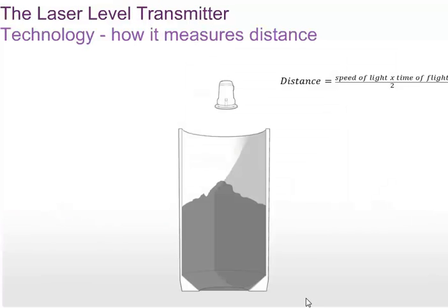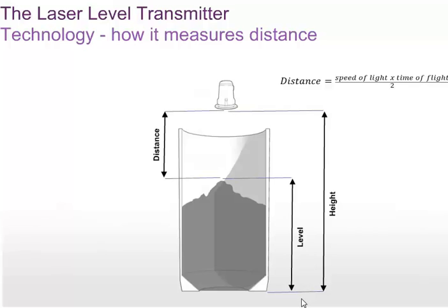The laser level transmitter is mounted at the top of the vessel, pointing downwards. In order to measure the level of material, the laser level transmitter sends a short flash of light down into the vessel. This light hits the surface, and some of it reflects back to the instrument, where it's detected by a sensitive optical receiver. The time it takes for the light to travel to the surface and back to the instrument is directly proportional to the distance between the instrument and the surface. Using a simple calculation that incorporates the height of the vessel, the laser level transmitters can work out how full the vessel is.